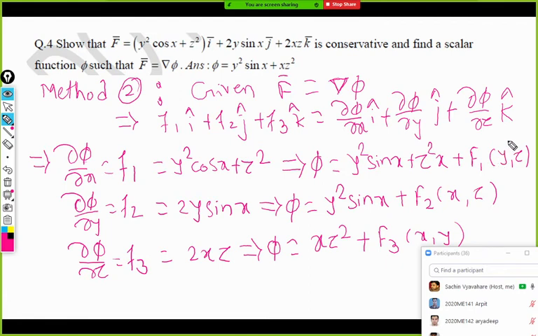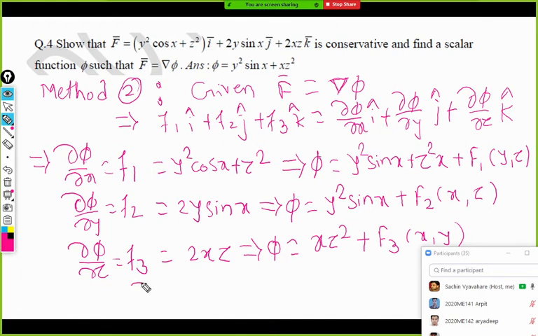So you can get a unique answer by comparison, or I will give you a simple rule to write the final answer, and that rule says: write all possible terms in the first, second, and third function phi without repetition. Like xz square is there, don't write it two times, write only once. Y square sin x is there, write it only once.